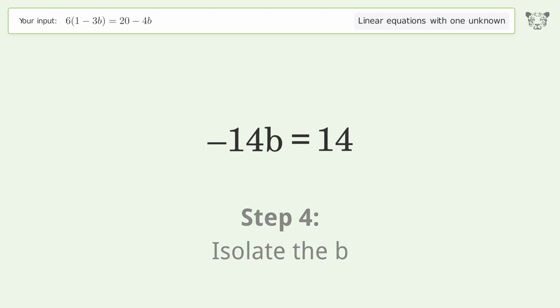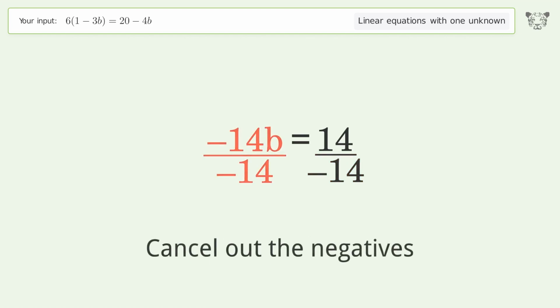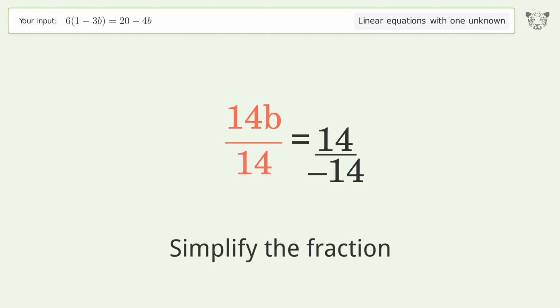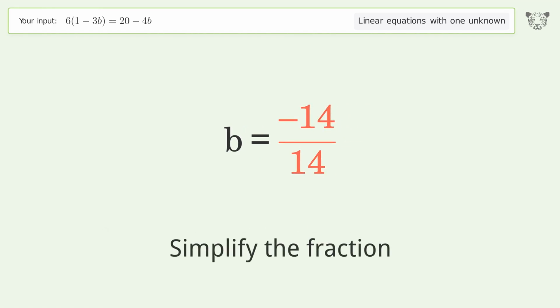Isolate the b. Divide both sides by -14. Cancel out the negatives. Simplify the fraction. Move the negative sign from the denominator to the numerator. Simplify the fraction.